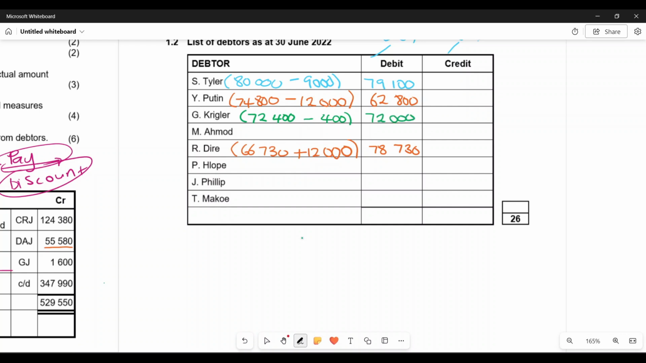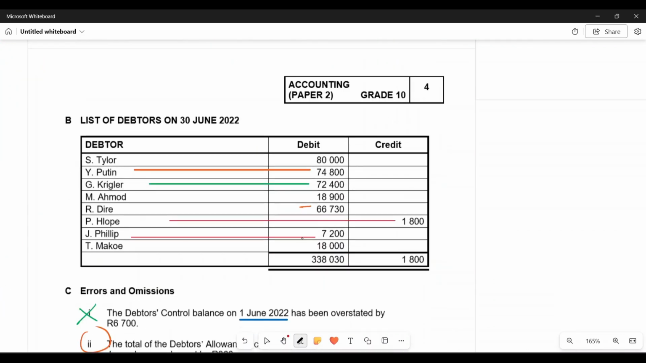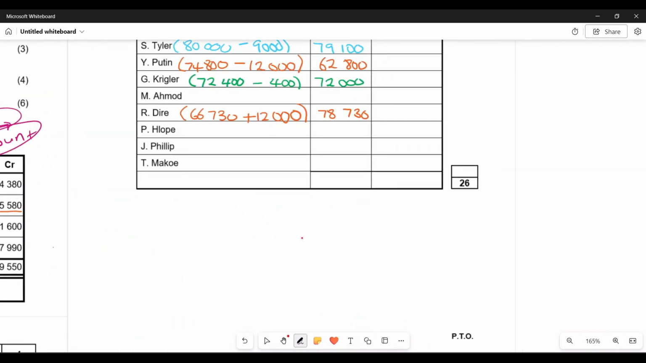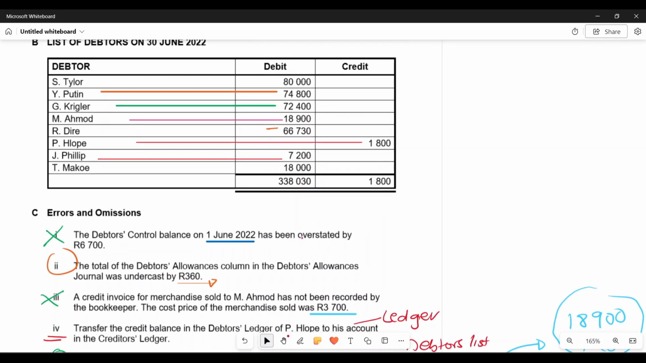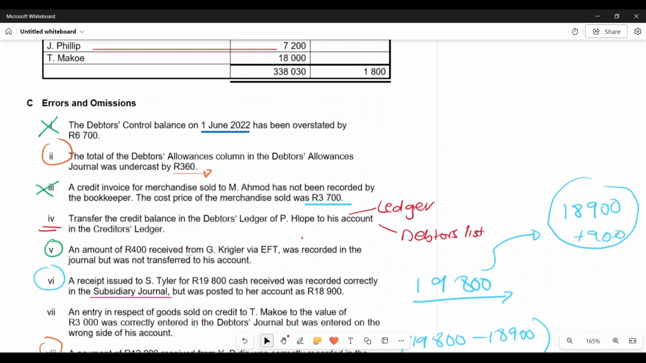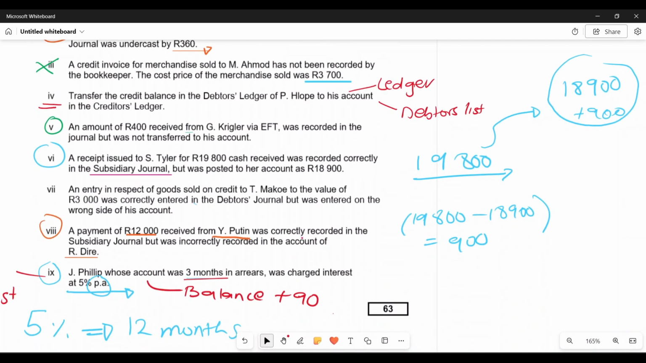Now, M Ahmad. Let me see if there's any transaction that relates to M Ahmad. Firstly, let me recognize the balance we are given with regards to him. The balance that they give us is 18,920, right? Now, let me see. So, any transaction that relates to M Ahmad.